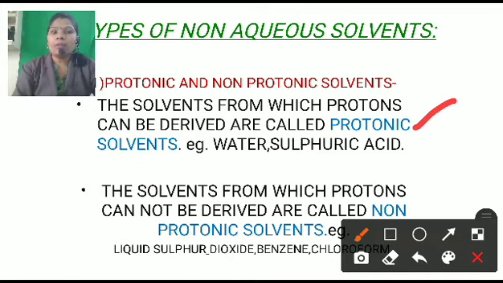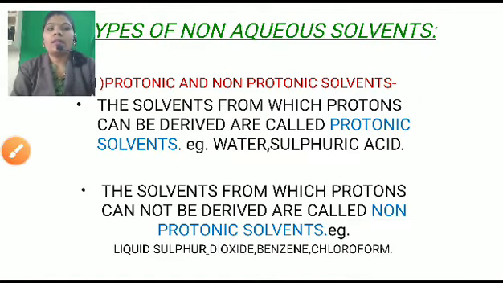Second one is the aprotic solvent, that means the solvent from which the proton cannot be derived is called an aprotic solvent. The examples are ammonia, sulfur dioxide, benzene, chloroform, etc. These are the second type.